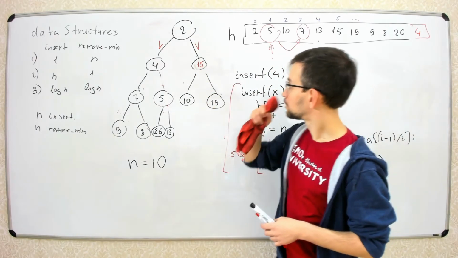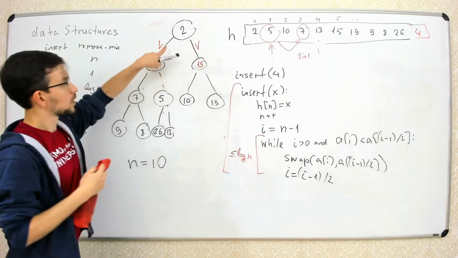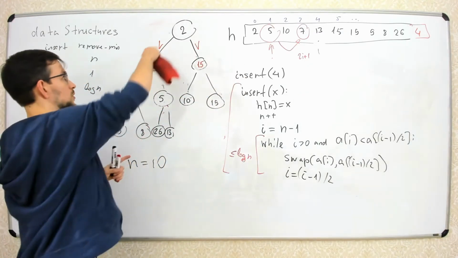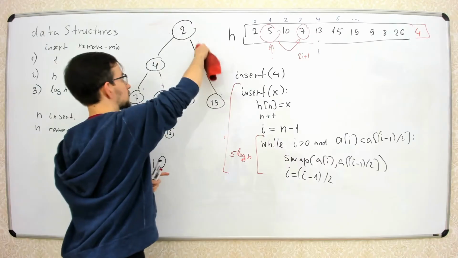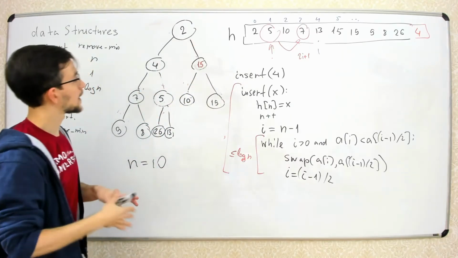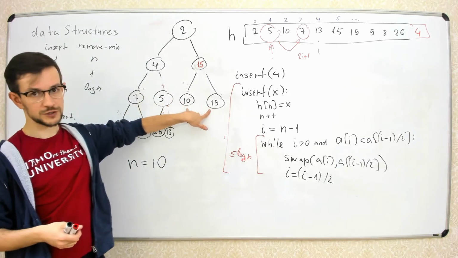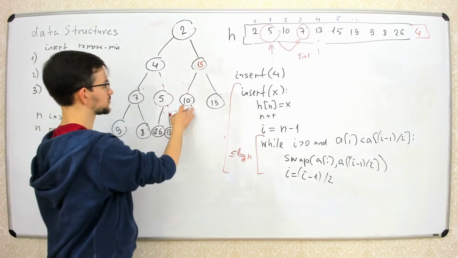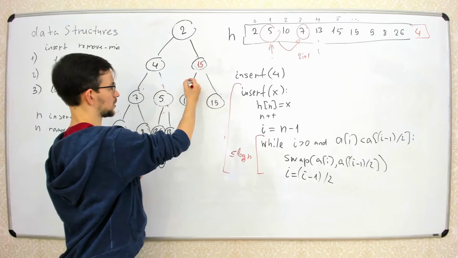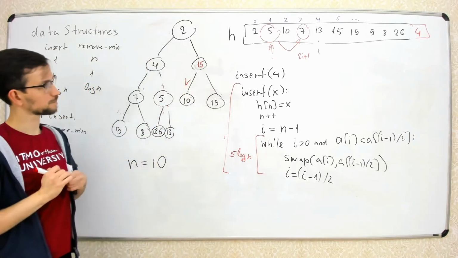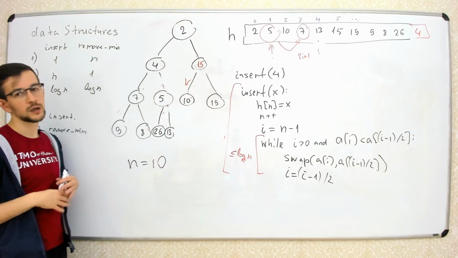Okay, now these two properties are satisfied. So here we have less or equal, here we have less or equal. And now we may have these two properties broken. So now we have, for example, this property broken. These properties, now we have here less.